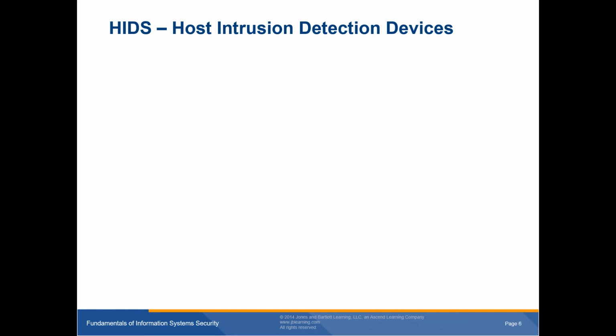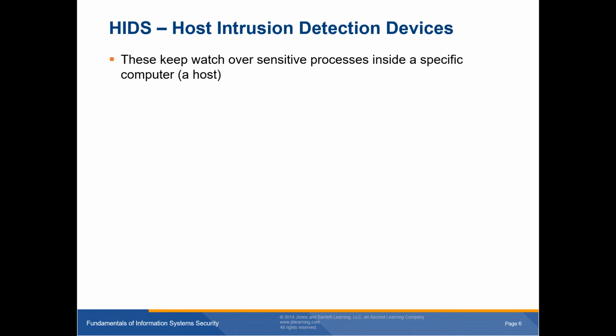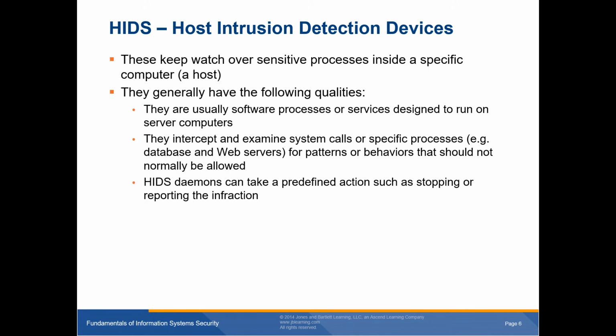Host intrusion detection devices, or HIDS, keep watch over sensitive processes inside a specific computer or host. They generally have the following qualities. They are usually software processes or services designed to run on server computers. They intercept and examine system calls or specific processes, such as database and web servers, for patterns or behaviors that should not normally be allowed. HIDS daemons take a predefined action, such as stopping or reporting the infraction.